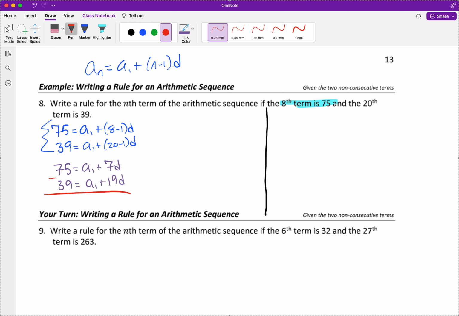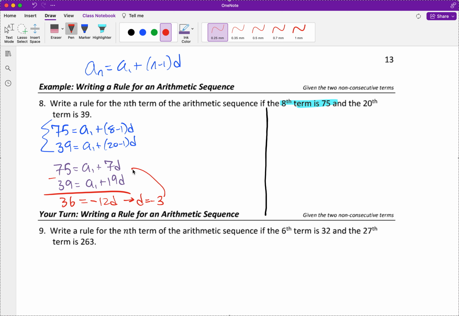So I'm going to subtract these. 75 minus 39, that's going to give me 36. A1 minus A1, that's going to be 0. And then 7 minus 19, that's going to give me negative 12D. And if I solve for the letter D, I'm going to get that D equals negative 3.